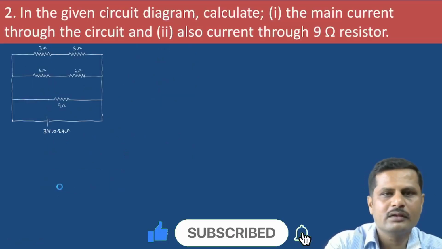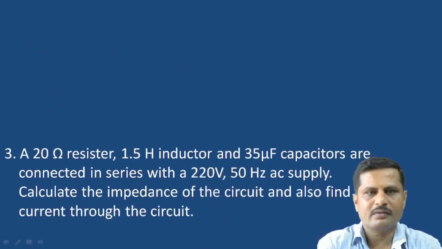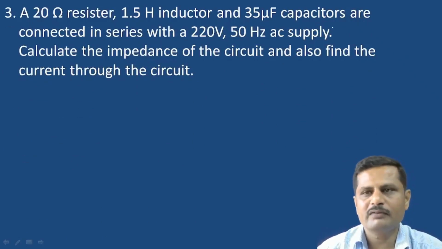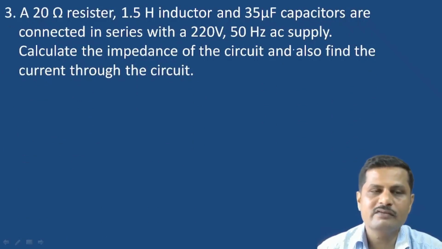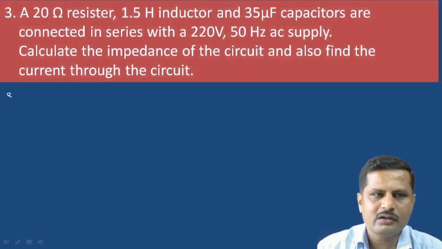Okay, let me move to the next question. A 20 ohm resistor, 1.5 Henry inductor and 35 microfarad capacitor are connected in series with a 220 volt 50 Hz AC supply. Calculate the impedance of the circuit and also find the current through the circuit. So let me write the given data first.